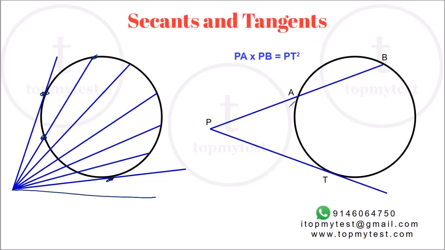For a secant and a tangent, just like with the chord, you can prove that PA into PB, remember this segment into this entire segment, will be equal to PT square.